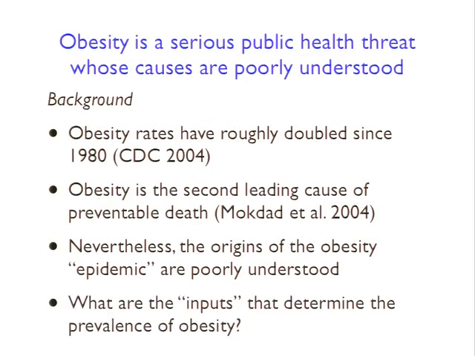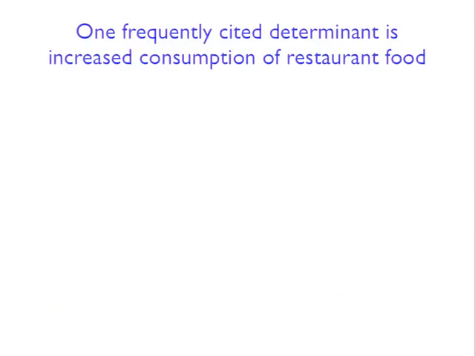And so in particular, what people both in health and in economics and other fields are interested in are what the inputs are that determine the prevalence of obesity. Obesity is caused by some group of factors, and we really would like to know what those factors are so we can target them and potentially lower obesity rates. One frequently cited determinant is basically the increased consumption of restaurant food.